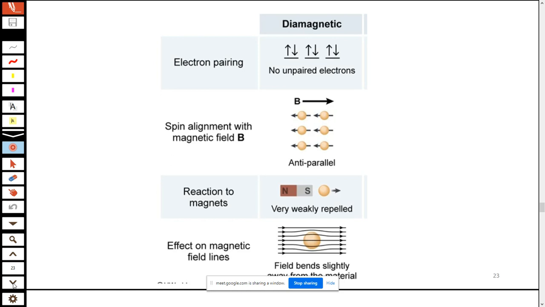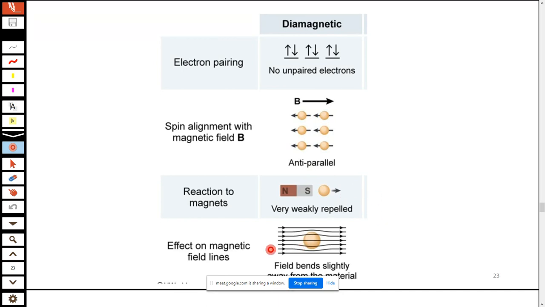When you compare the diamagnetic properties in terms of electron pairing, you have no unpaired electron for an atom, and they oppose the magnetic field which is responsible for inducing the magnetic moment. So they are opposite to the magnetic field or the magnetic induction. So they will basically be repelled by a magnet.